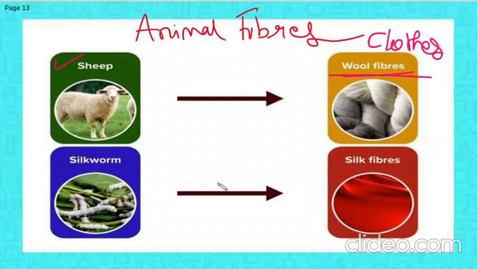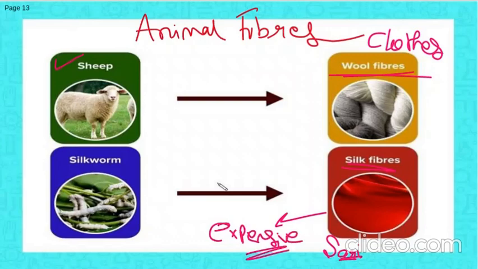Then silkworm. There are many types of silkworm, right? So these silkworms, we obtain silk from them, right? Silk fibers are used in saris, correct? They use it in saris and all, isn't it? So there we use the silk fibers, and it is very expensive. That's the main property, that silk is very expensive, isn't it? So expensive sarees are made up of the silk.